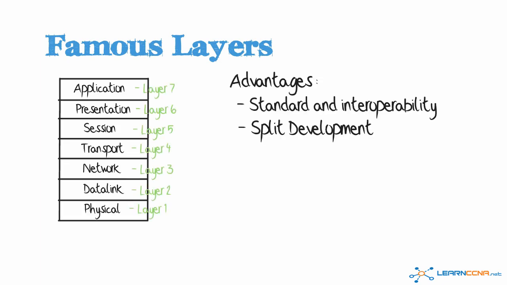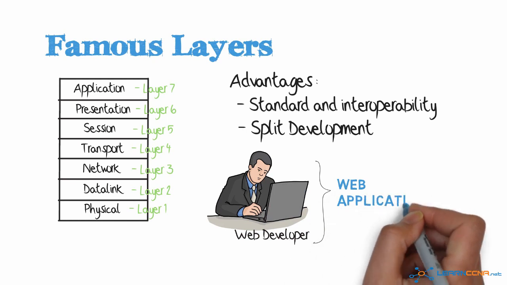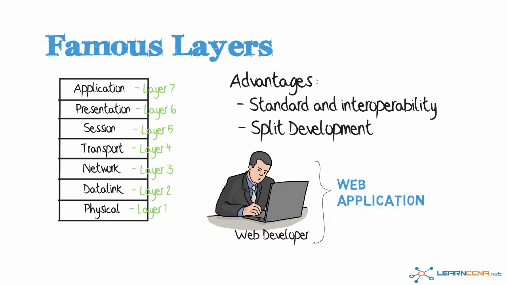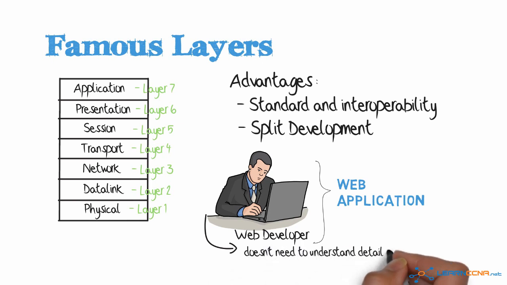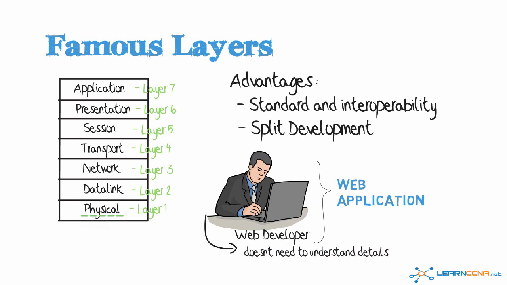Another example would be a web developer writing a web application in PHP or some other high-level language. That developer doesn't need to understand the details of copper or fiber cabling, which reside at layer 1 in the OSI model. The layers are separated and are independent of one another, so the areas of concern and responsibility are split, which makes things a lot less complex.